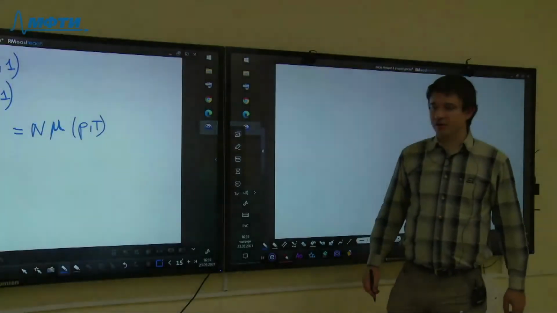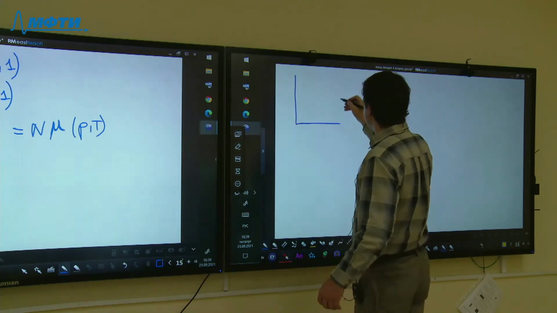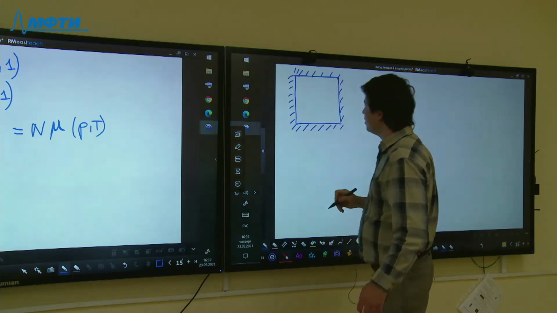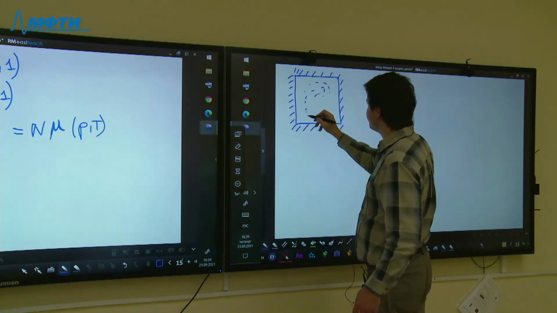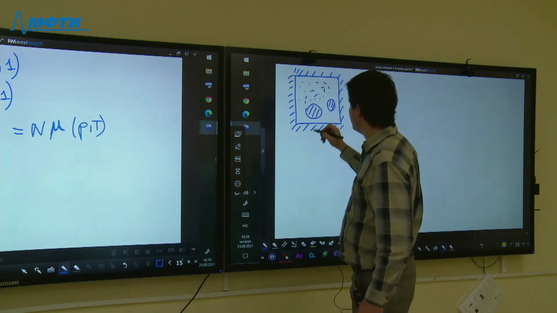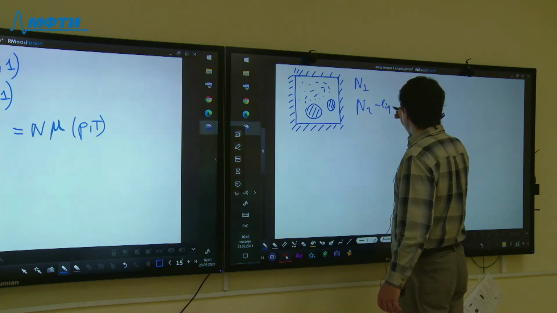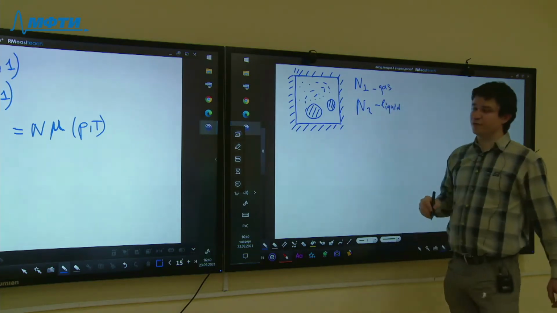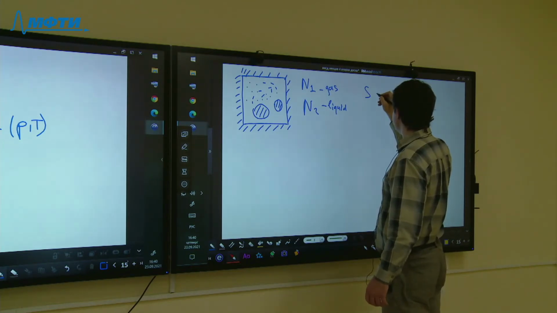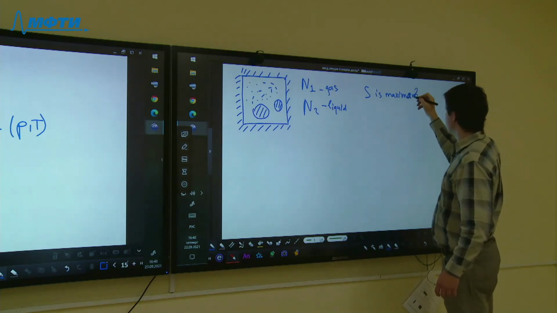Okay, now let's consider the equilibrium between different phases of matter. So let's assume that we have a closed vessel, an isolated vessel, and in this vessel I have two different phases of matter. So I have liquid droplets and I have gas. And let's say that I have N1 molecules in the gas phase and N2 molecules in the liquid phase. From the previous lecture, you should know that equilibrium state maximizes the entropy. So entropy S is maximal here.